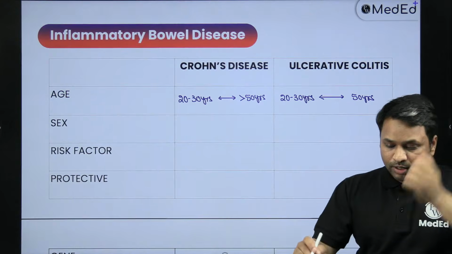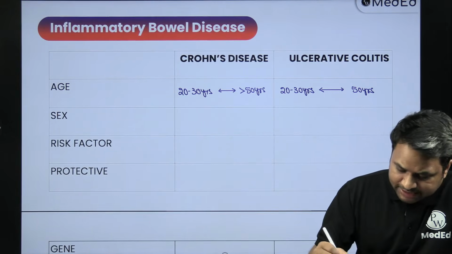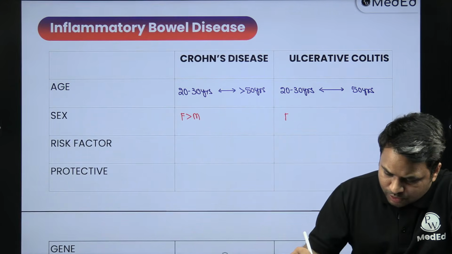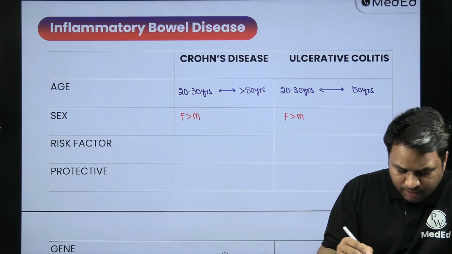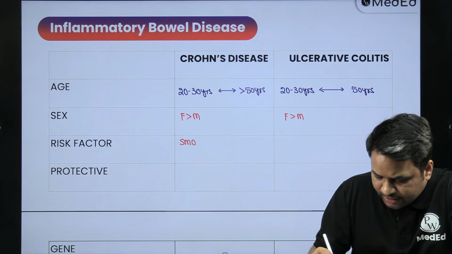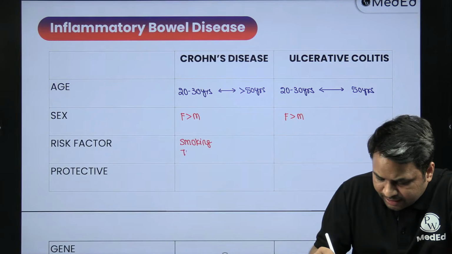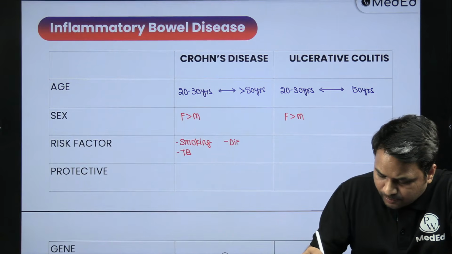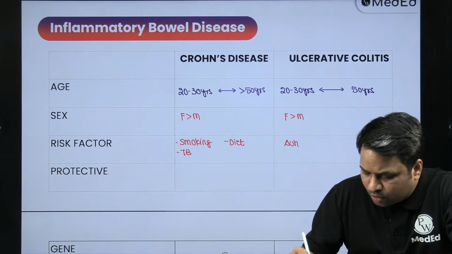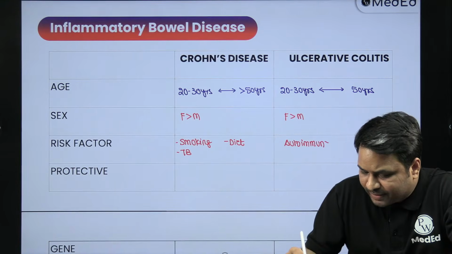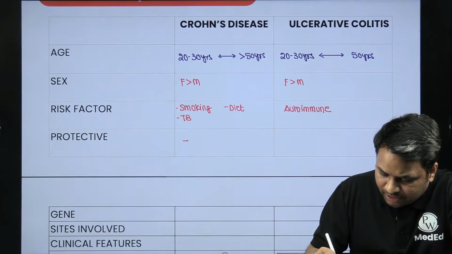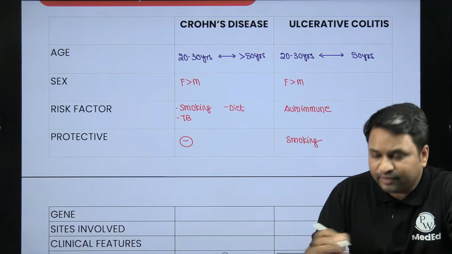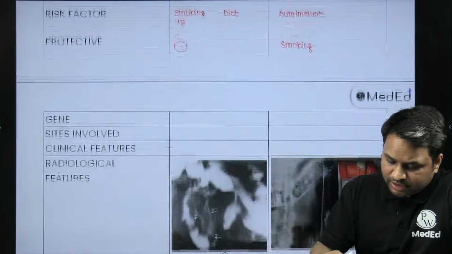Now when you talk about sex, Crohn's disease is more common in females when compared to males. Ulcerative colitis is also slightly more common in females. When we talk about risk factors for Crohn's, it is usually smoking, secondary to tuberculosis, as well as dietary risk factors. Ulcerative colitis is purely an autoimmune disorder, so it does not have any specific risk factors. Nothing is protective in Crohn's, but it has been found that smoking is protective in ulcerative colitis.